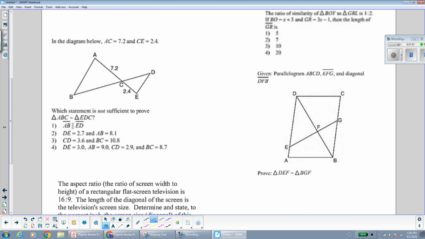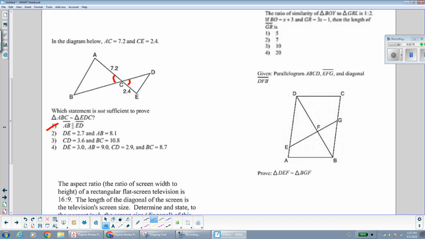So over here, I have AC is 7.2 and CE is 2.4. And we need which one is not sufficient to prove that the two triangles are similar. Keep in mind, we already have these vertical angles. For number 1, if we're told that these are parallel, we have alternate interior angles. So this would be enough. That would be AA. So goodbye, answer choice 1.